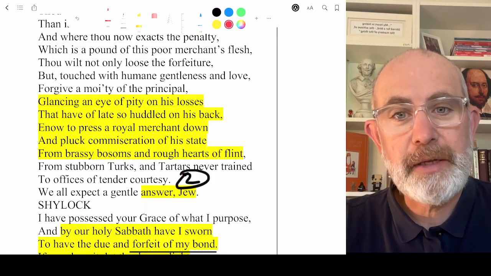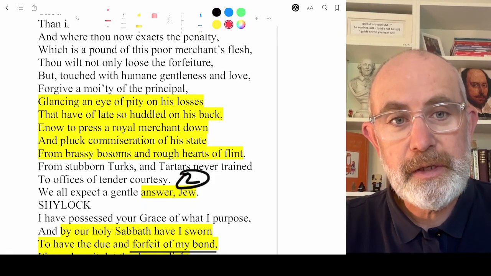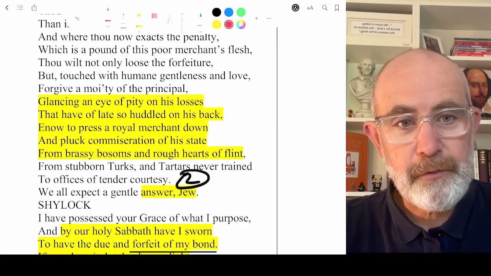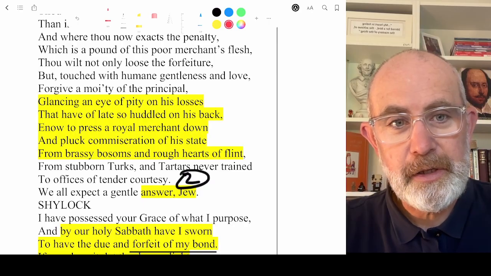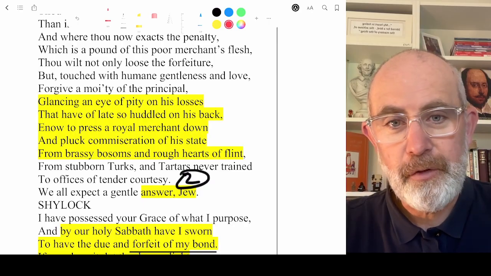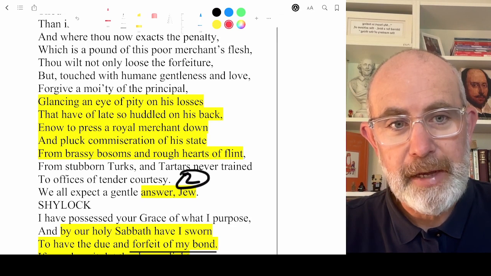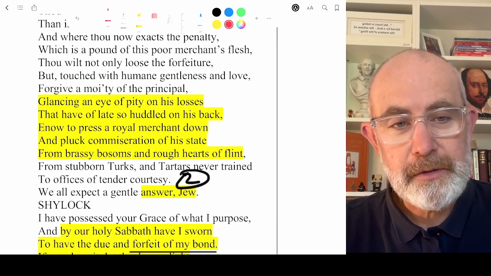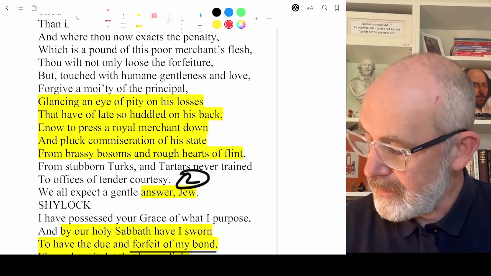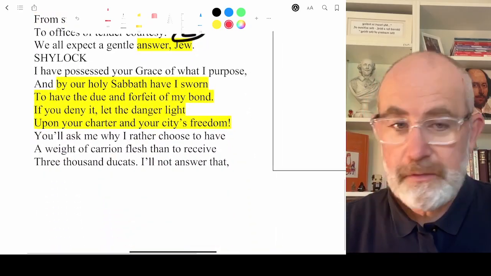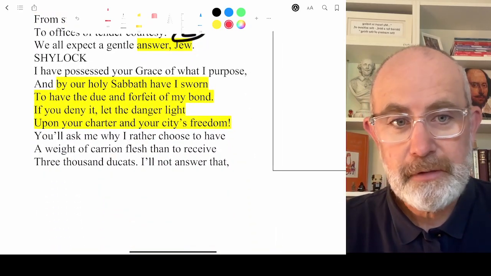So when he says we all expect a gentle answer, he's saying, you need to back off. The Duke is the most powerful man in the state. He's saying, Antonio is a good guy. He's lost his money. He's had misfortune. You need to be nice to him. You need to back off him. So Shylock is faced with the antipathy and the anger and the looming threat of the entire state. But his response is unflinching.